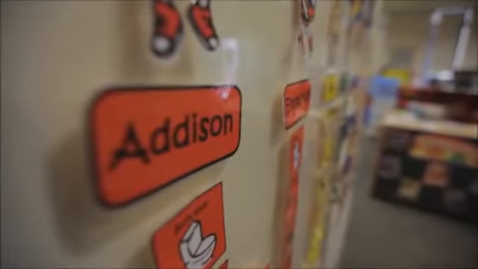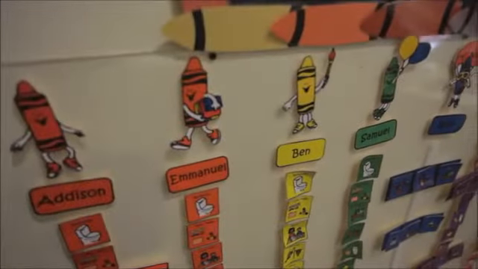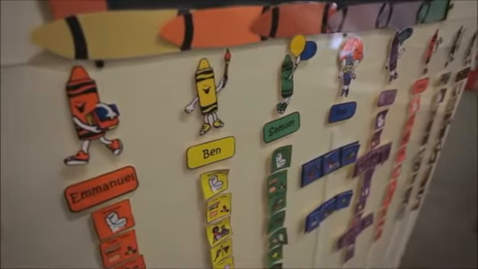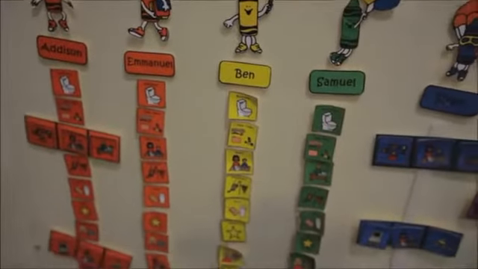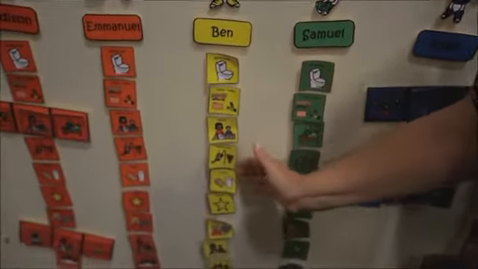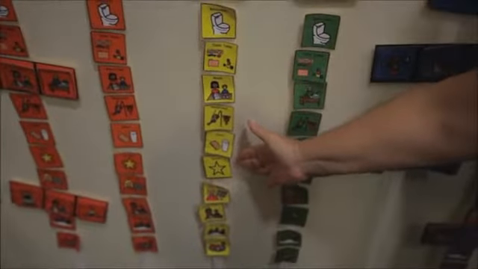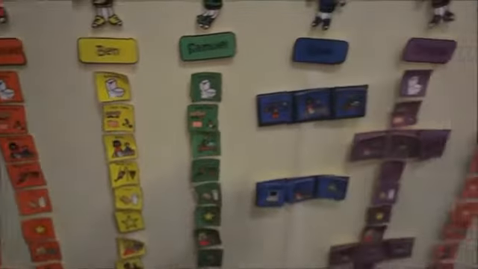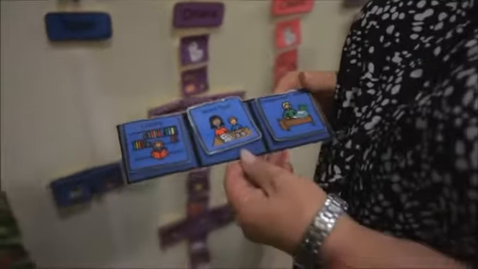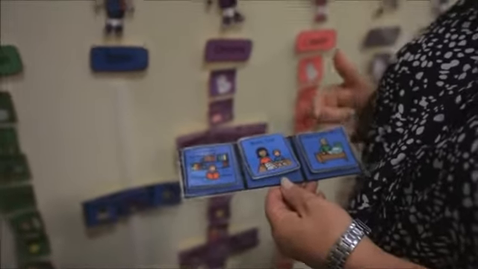Beneath that are the individual schedules for each of the children in the classroom. You can see that they're color-coded. You can also see that there are 2 different types of schedules that are being used. So, for example, Ben is using individual pictures to represent the course of the day, whereas Ryan is using some center strips where he will take this off and carry it with him through a rotation of 3 different activities.